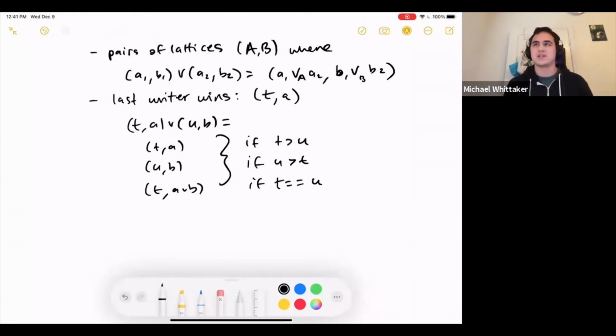Okay, any questions so far on lattices? So far, mostly just background, I think.